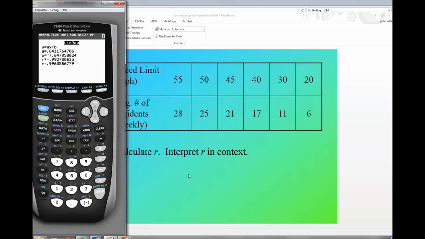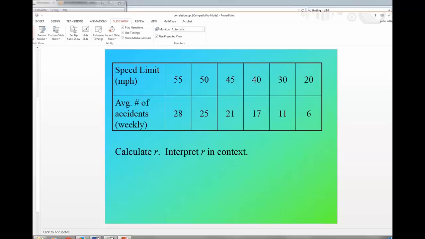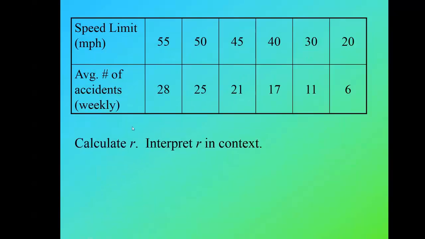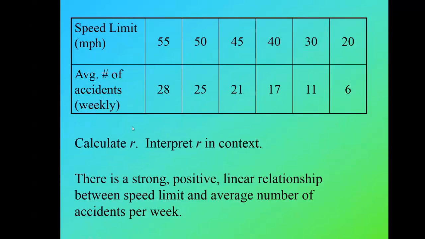So let's talk about how one interprets that. Once we've got that, our sentence about this is that we have a strong positive linear relationship between, and then in context, what do x and y mean? That would be speed limit and average accidents per week. Okay, so I'm going to pause here so I can switch to another video. I don't want to make too many long videos.